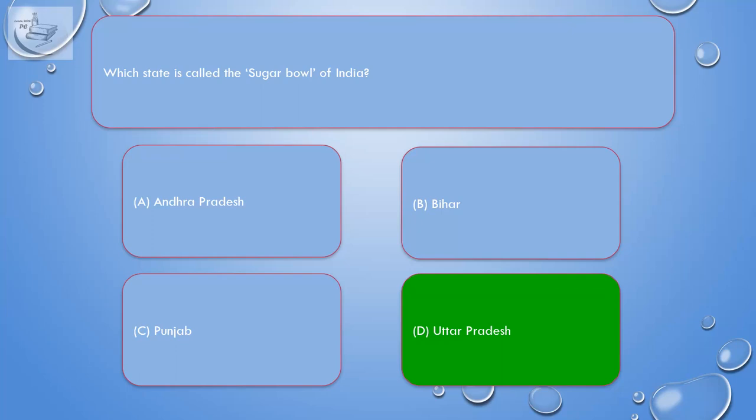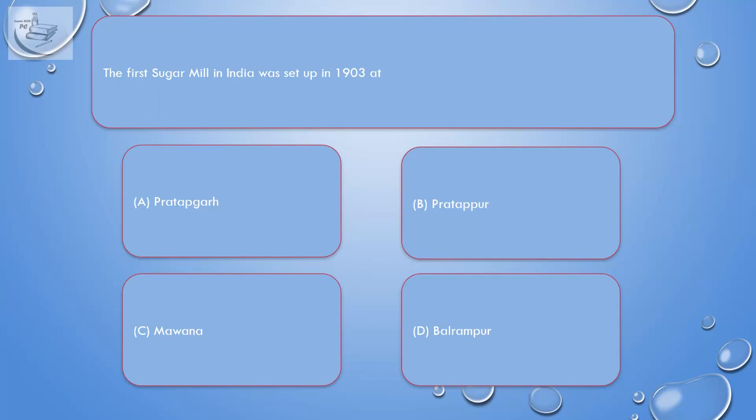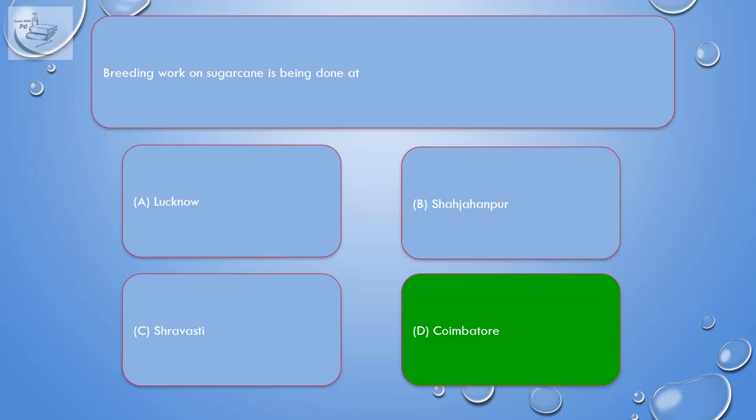Correct answer is D. Uttar Pradesh. Question: the first sugar mill in India was set up in 1903 at A. Pratapgarh, B. Pratappur, C. Mawana, D. Balrampur. Correct answer is B. Pratappur. Question: breeding work on sugarcane is being done at A. Lucknow, B. Shahjahanpur, C. Shravasti, D. Coimbatore.